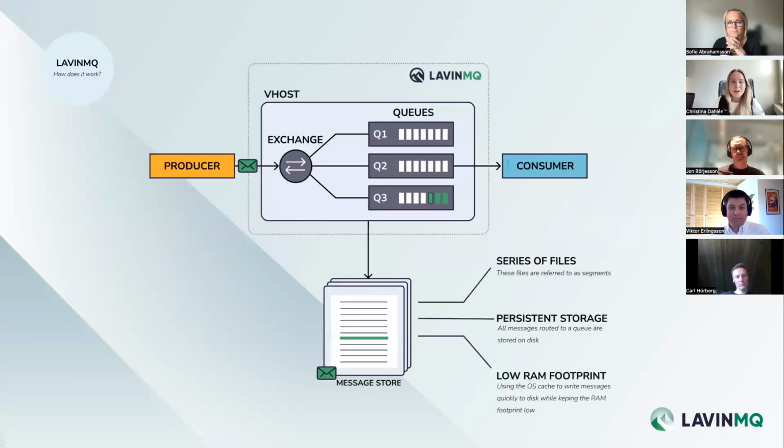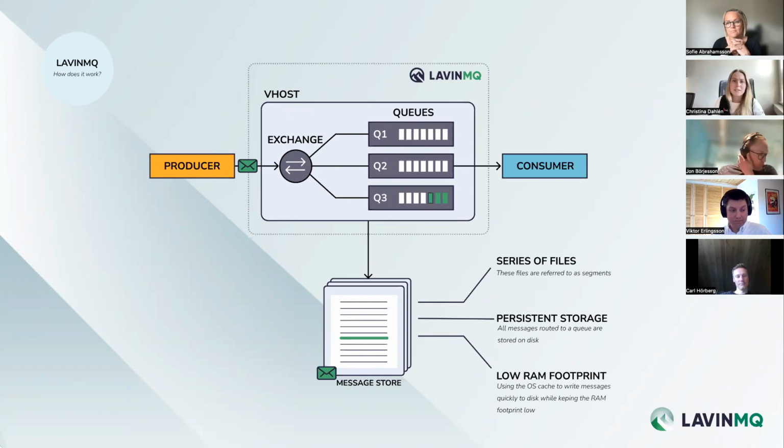Okay, so moving on to look at how we actually store the messages that are sent into LavinMQ. We have something that we call the message store, which is basically just a series of files that we write to that we call segments. All the messages that you send and that are routed to a queue will be stored in that queue's message store. And when we store the messages, we always store them persistently on disk. And these messages are copied directly to the operating system's caching layer without the need for any system calls, making the writing to disk a lot faster than if we were to cache messages in RAM.